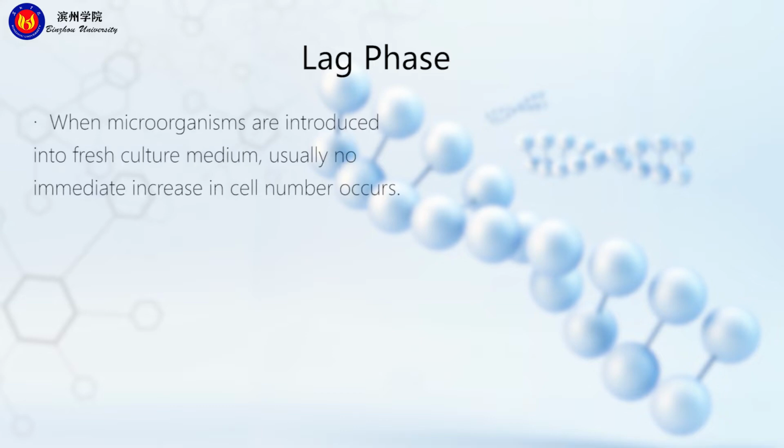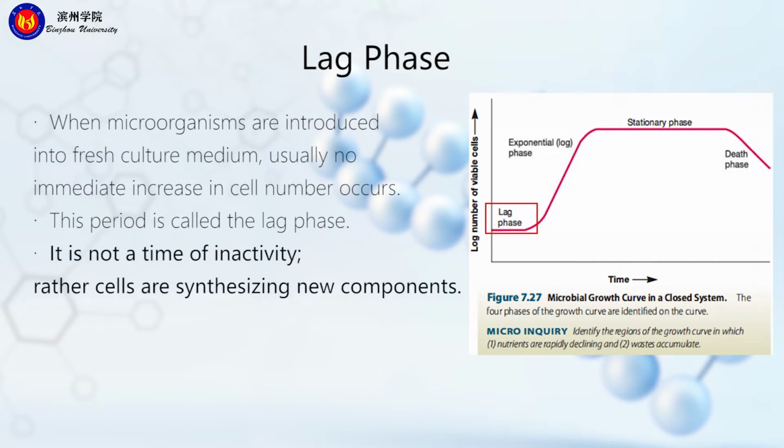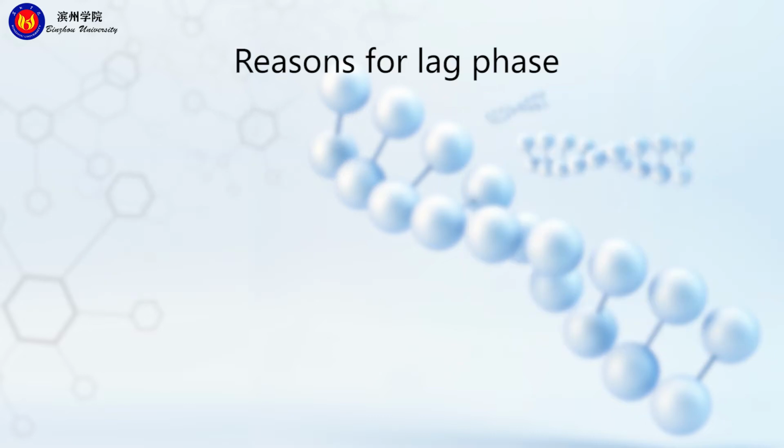When microorganisms are introduced into fresh culture media, usually no immediate increase in cell number occurs. This period is called the lag phase. You can see the lag phase on the picture. It is not a time of inactivity. Rather, cells are synthesizing new components. There are many reasons for lag phase. This can be necessary for a variety of reasons.